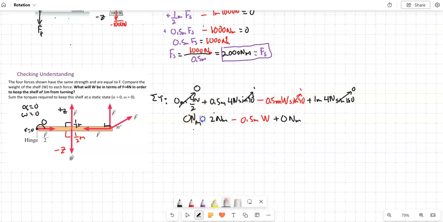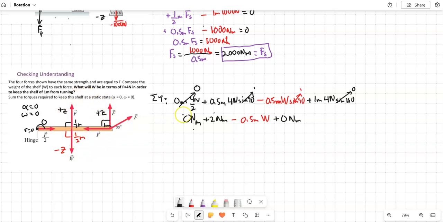So that is just 0 Newton meters. So we have two forces, this F over 2 force and this F force, both resulting in 0 torque. Now let's talk about this force. This force is at a 90-degree angle. It's also going to be spinning the lever arm with a positive Z.